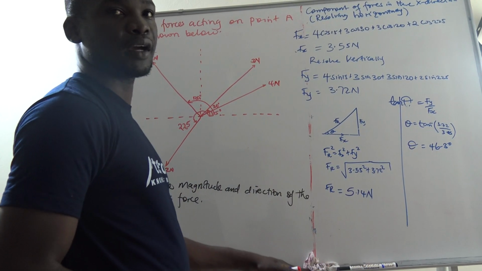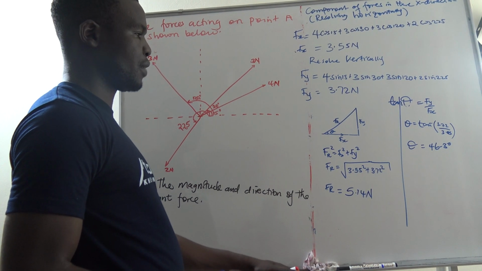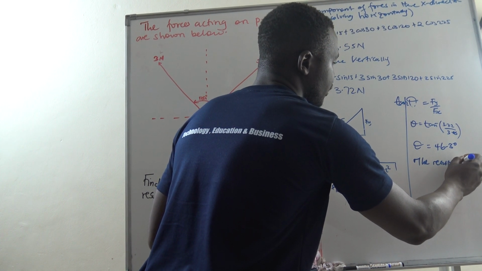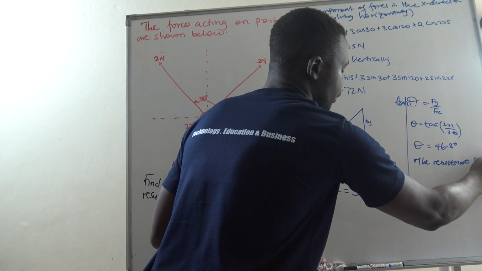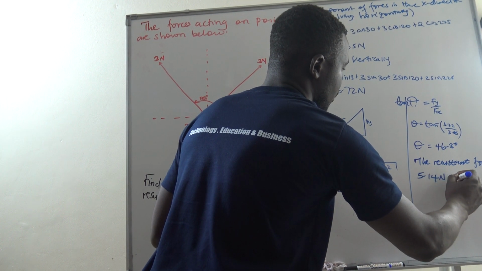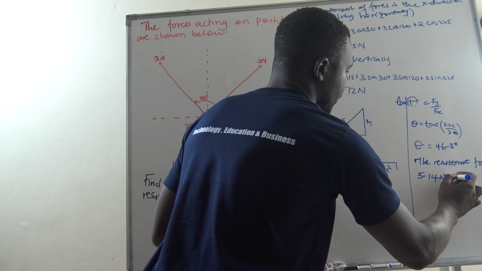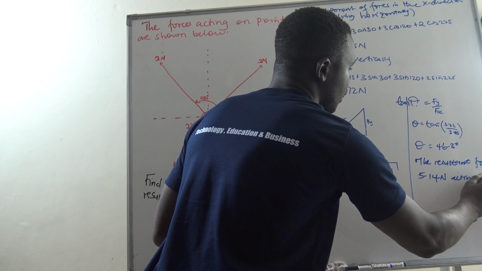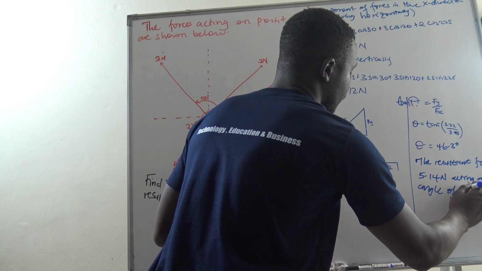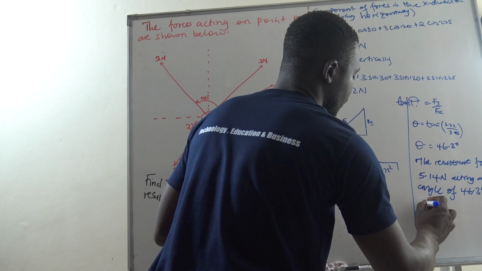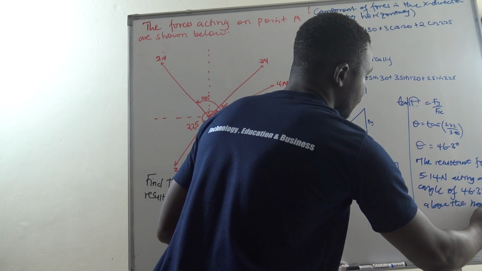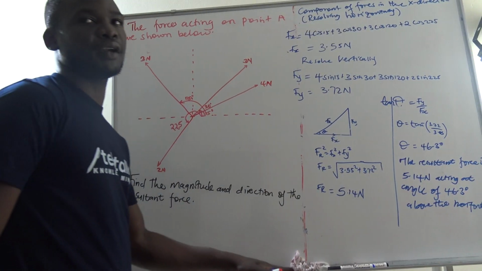Therefore, since we are looking at force that is a vector quantity, we conclude by saying that the resultant force is 5.14 newtons, acting at an angle of 46.3 degrees above the positive horizontal. So that is our conclusion.